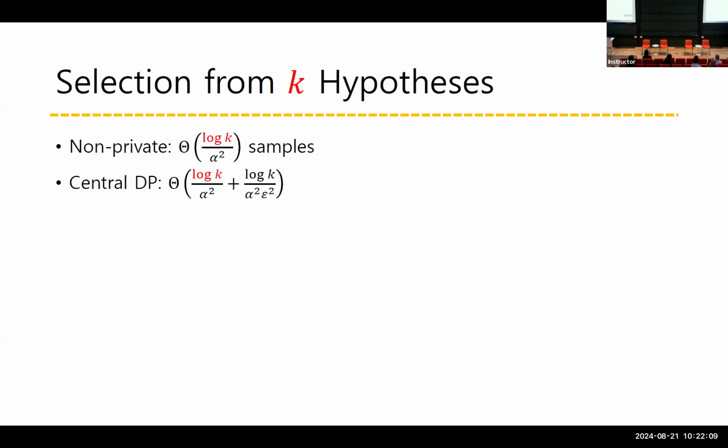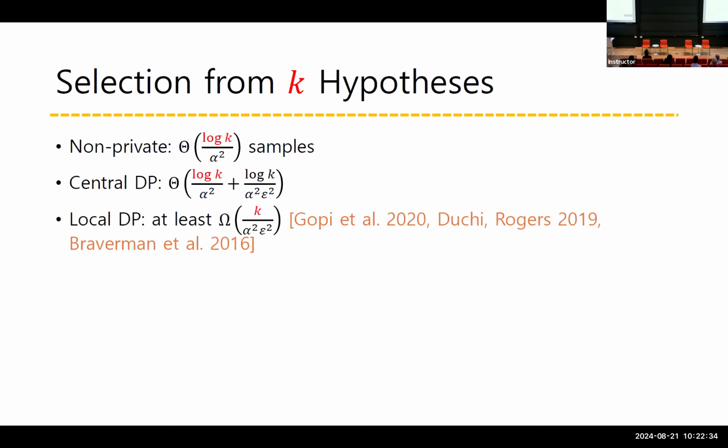Before defining the hypothesis selection problem, let me give you the gist of results in this area. You want to choose from K hypotheses, with whatever that means. So K is the important parameter here. Without privacy, the number of samples that you need to do this is logarithmic in the number of hypotheses. In the central differential privacy model, it is still logarithmic. However, in the local differential privacy model, it becomes linear. There's a lower bound. So this is an interesting example of a problem that in LDP is much harder than central DP, exponentially harder.